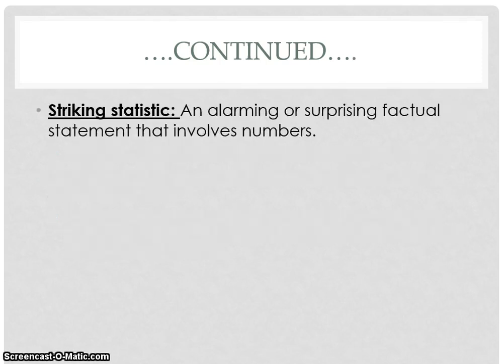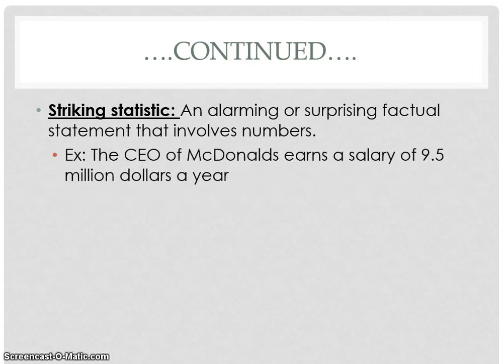One of the rather striking hooks that you could use is a striking statistic. This type of hook is defined as an alarming or factual statement. Note that this type of hook has statistic in its name, so it must include quantitative data. For example, the CEO of McDonald's earns a salary of $9.5 million a year.